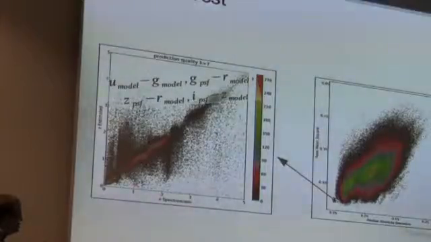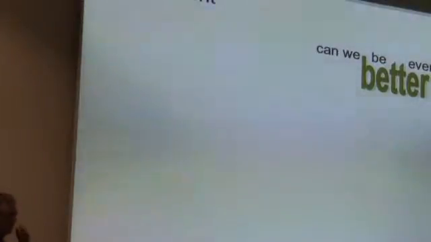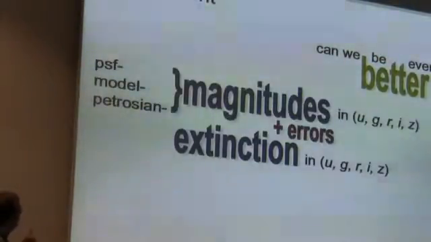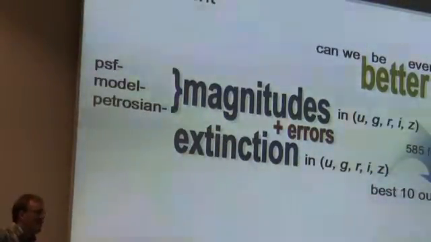But I was challenged at the moment. I thought, oh, okay, if I now take into account more features, what happens if I put in even more? Can we even be better? So you take PSF, model, Petrosian magnitudes, their errors and extinction, and build a lot of combinations. So 585 features. And I want to have the best 10 out of 585 features.